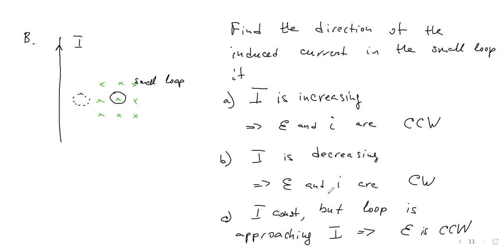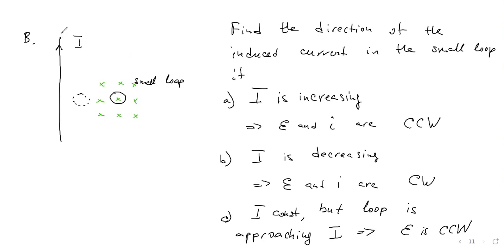What if you move your loop parallel to the current? What if you move this loop in this direction, parallel to the wire with the constant current? What kind of EMF do you generate, clockwise or counterclockwise? There is no change if it stays the same distance, so no induced EMF.